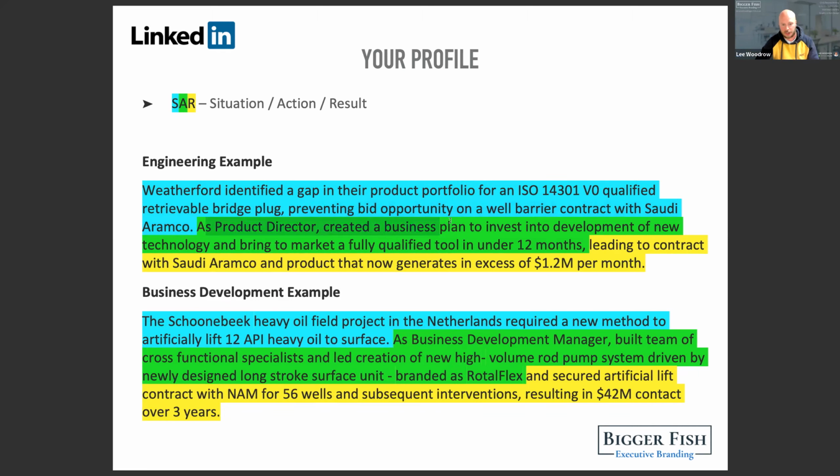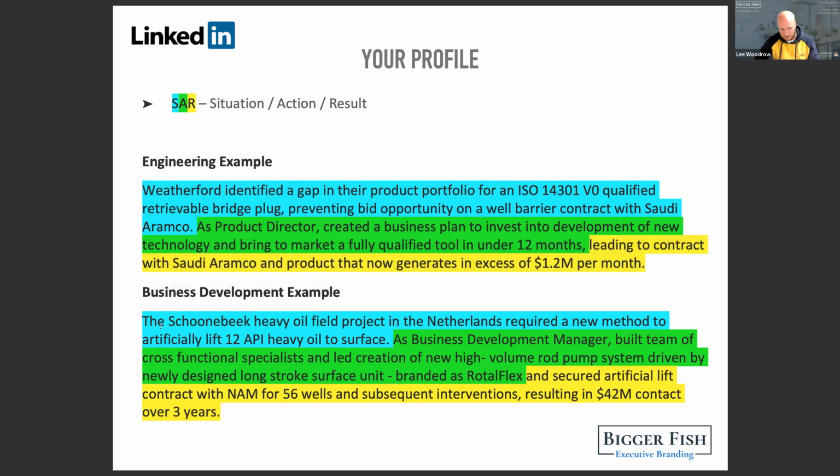As product director, create a business plan to invest into development of new technology and bring to market a fully qualified tool in under 12 months. So we're talking about the whole product development life cycle, testing and the like, leading to a contract with Saudi Aramco and product that now generates in excess of whatever million per month. Yep. So those kind of things, they can go on the website, they can go on brochures, they can go on LinkedIn profiles.